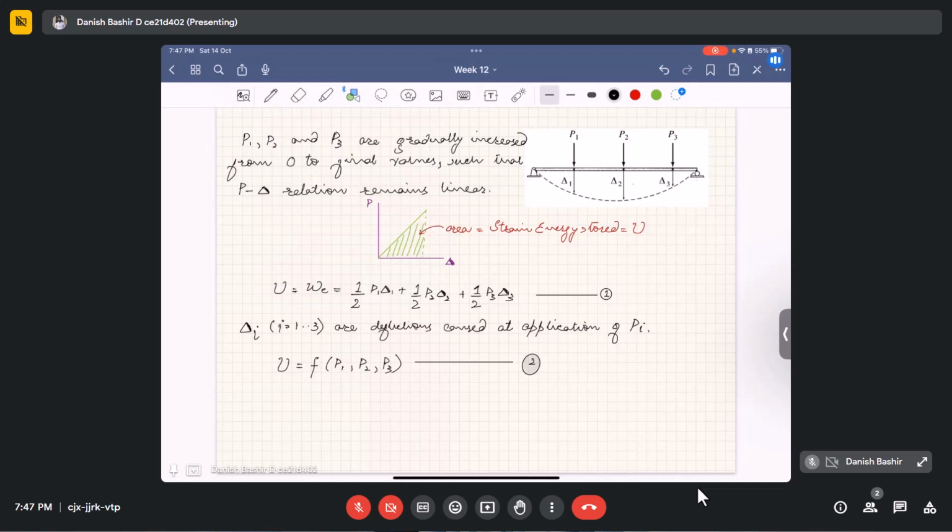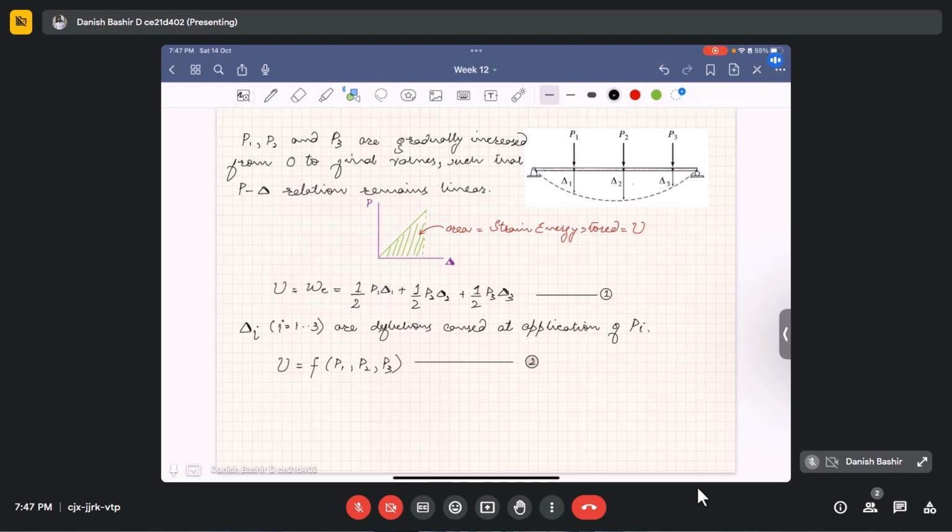Everybody able to understand? This is equation 2. Okay, then what we are going to assume is that the deflection delta 2 of the beam at the point of application of P2, we are assuming that now we need to determine the deflection delta 2 because of the application of P2.